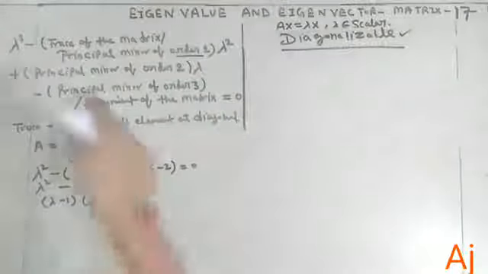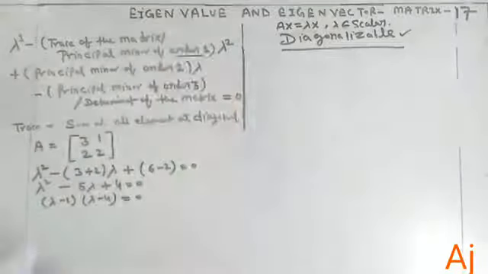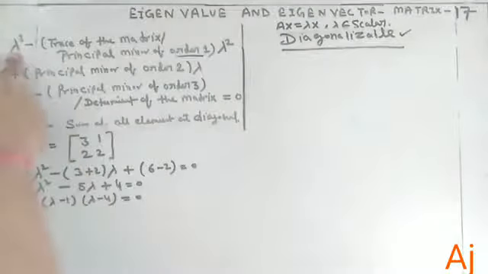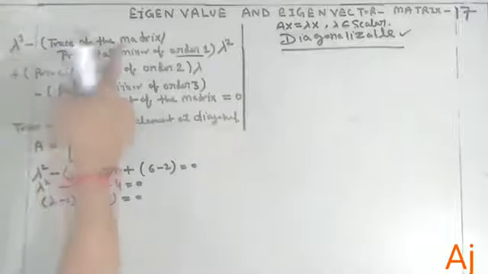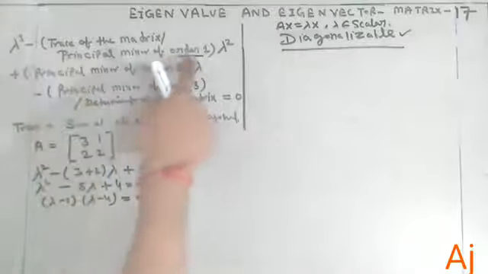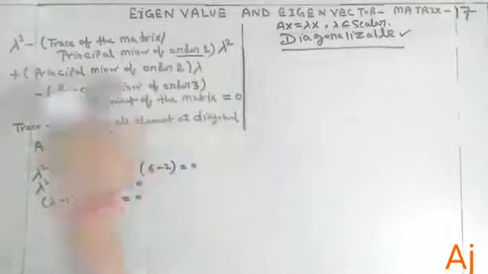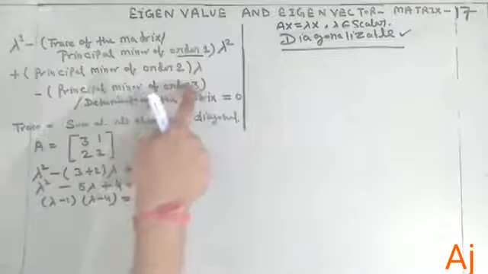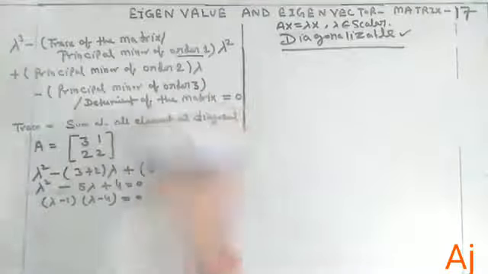Again I am just writing. We have written this formula for the eigenvalues. So this is for lambda cube, for a 3 by 3 matrix. If you want to know about a 5 by 5 matrix, then what will you do? Lambda to the power 5, principal minor of order 1, lambda to the power 4, principal minor of order 2, lambda to the power 3, principal minor of order 3, lambda square, then similarly.